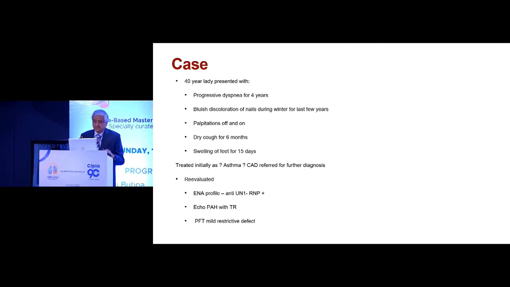She was initially being treated for asthma and then was thought to have coronary artery disease. Her ENA profile, anti-U1 RNP, was positive. Echo showed PH with TR, and there was a mild restrictive defect. So based on this, what would be the possible diagnosis? And I could ask our panelist first, Dr. Jayalakshmi.